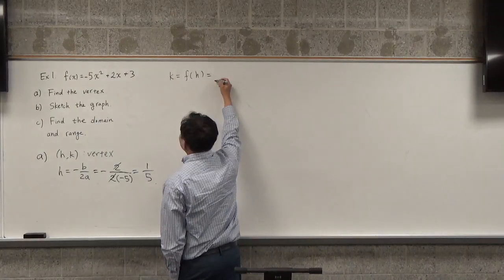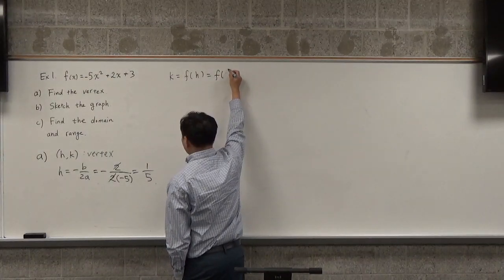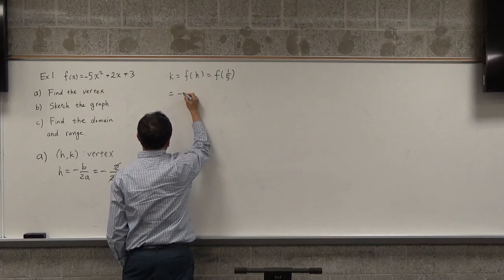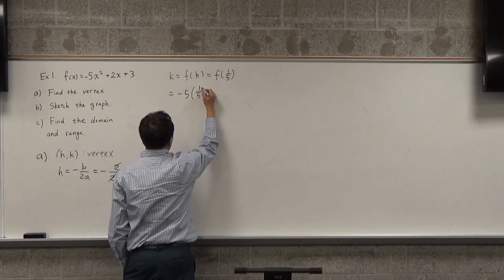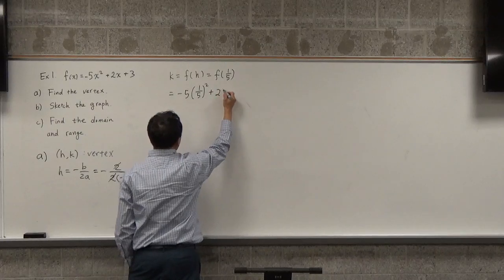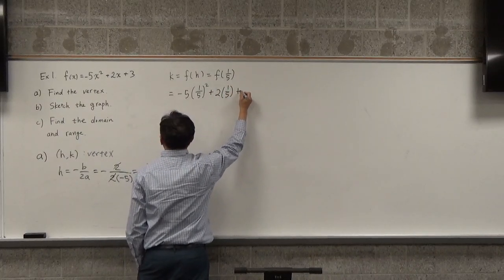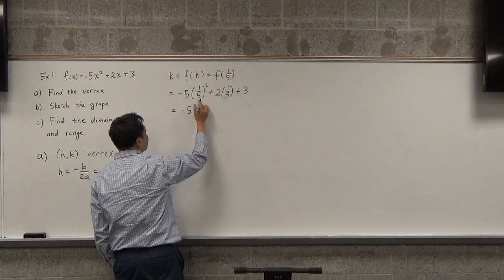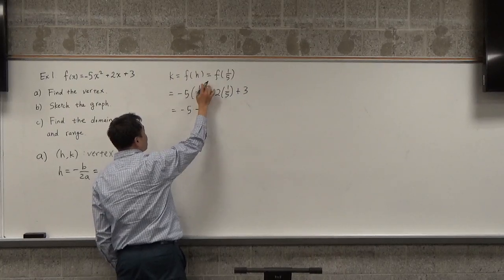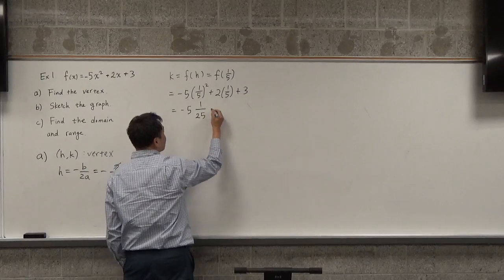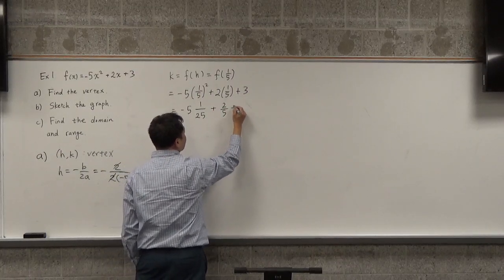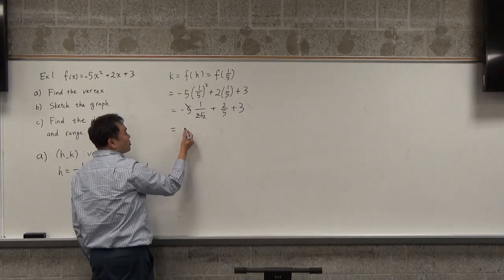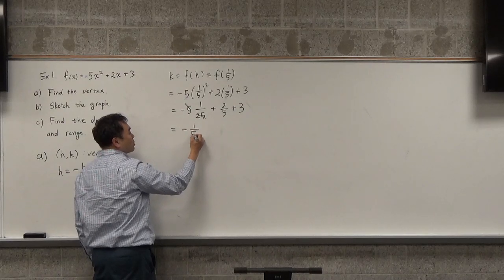So it's going to be f, where you plug in 1/5. Because this is our f, we're going to evaluate -5 times 1/5 squared plus 2 times 1/5 plus 3. And that's going to be -5. Squaring a fraction just squares the top and bottom separately. So 1 squared is 1, 5 squared is 25. And then 2 over 5 plus 3. And this 5 and this 5 reduce. So that's 1 over 5, right?